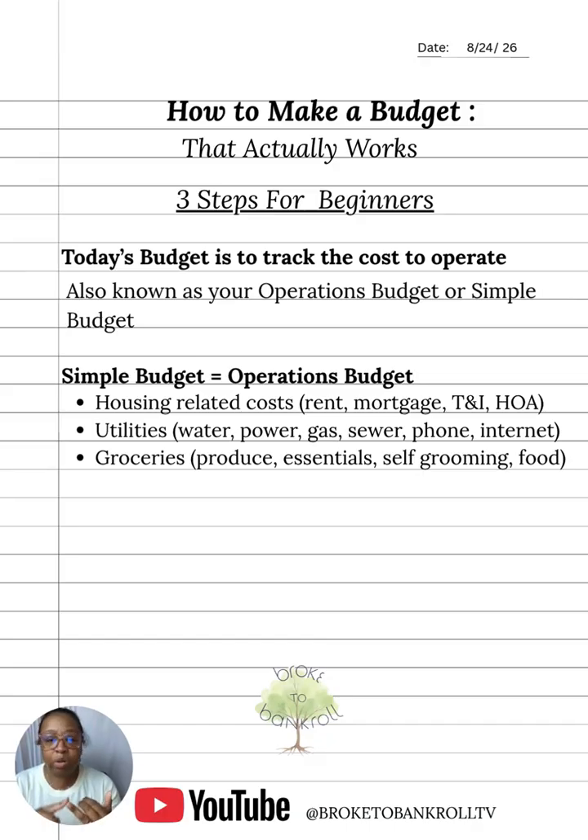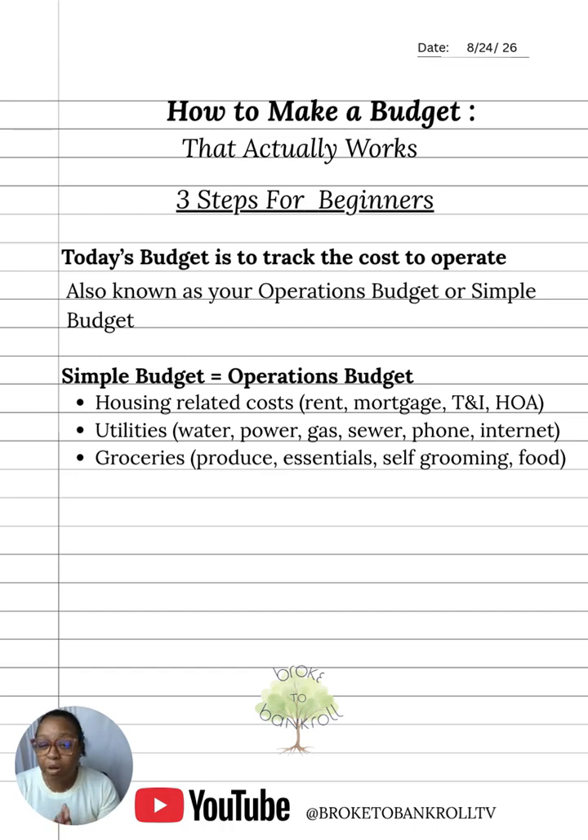Whether you rent, whether you own, if you're a college student or still a student and you're living at home with a parent or a guardian, that's okay. We're just looking at what it costs you every single month in order to do that. Okay. So again, how to make a budget that actually works. 3 simple steps for beginners.